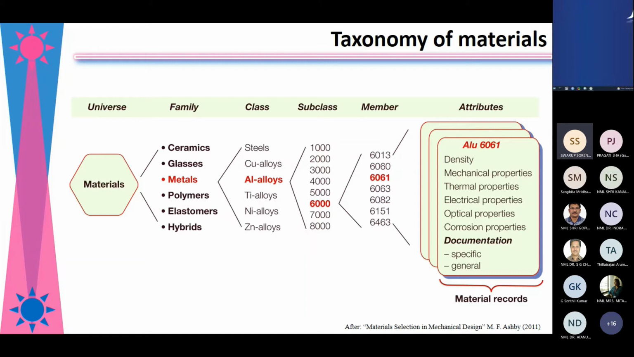So you can see the family of material, then different classes in one family, and in one class of material, these are subclasses, and in the subclasses, different members, and the last member, if you choose, has different attributes like density, mechanical properties, thermal properties. All these properties are available. So these databases are available in the form of hard copies as well as digital form.